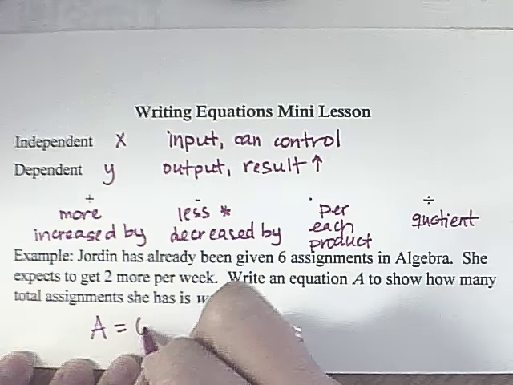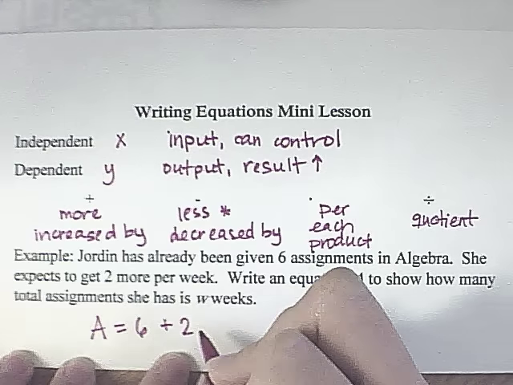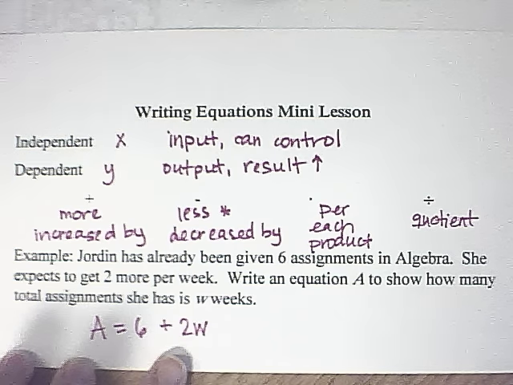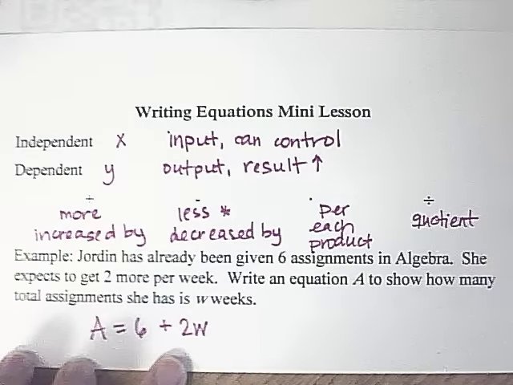She starts out with 6 assignments and she's getting 2 more. That more means add, and then 2 per week means multiply. So I'm going to say 2W. And now I have an equation where I can figure out how many assignments Jordan has depending on how many weeks she's been in class.